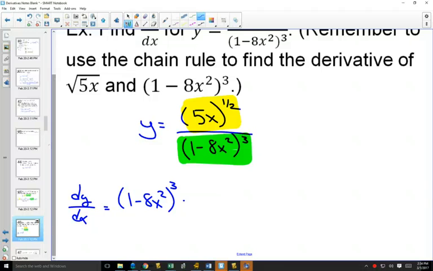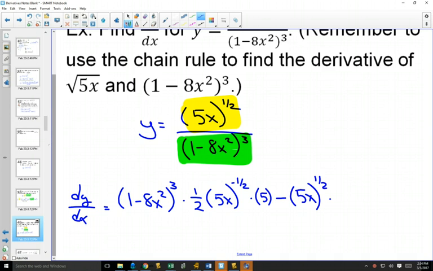So my outside function is the half. That half comes out in front. Keep the inside the same. Subtract 1 from the exponent, and then multiply by the derivative of the inside, which is 5. It's a quotient rule, so we subtract. Now we keep the top the same and multiply by the derivative of the bottom, which is our green function.